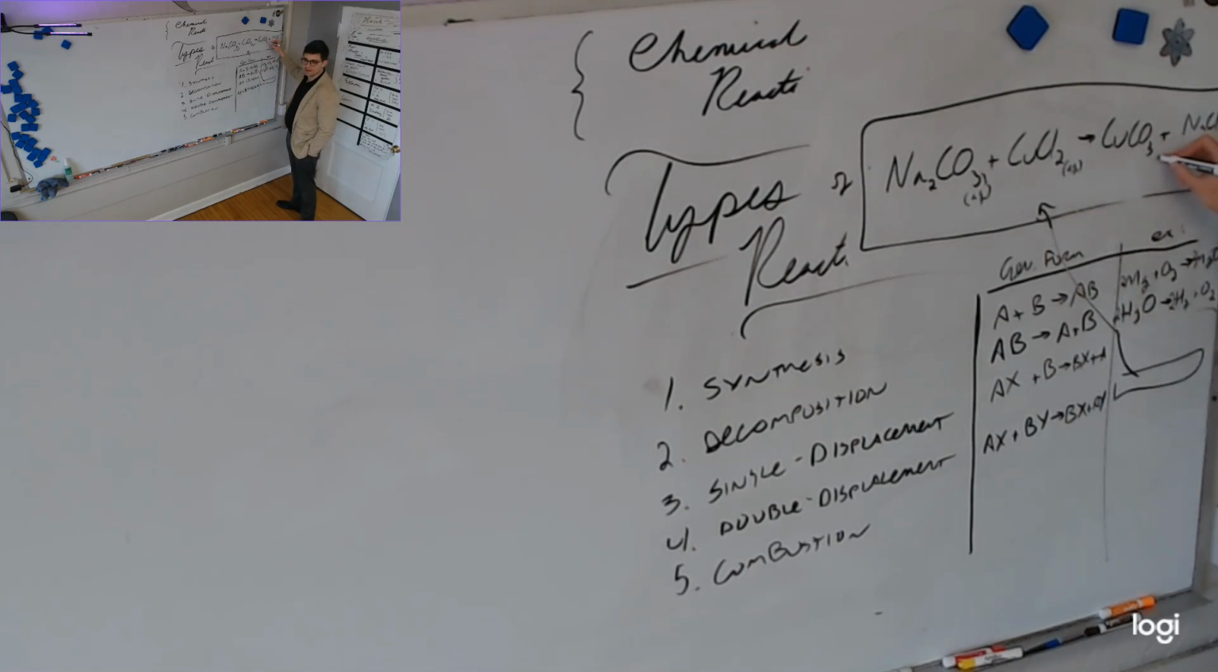But copper carbonate came out as a solid. What do we call a solid that comes out of solution? Precipitate. And this was dissolved in water.